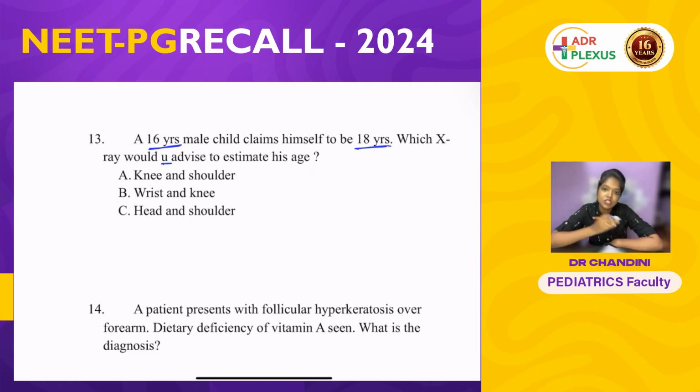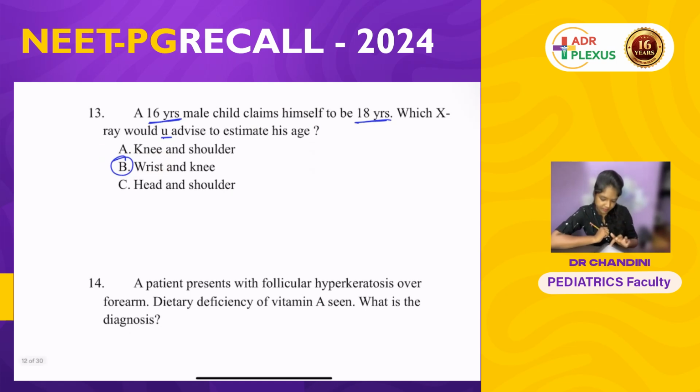So we already discussed this during discussion of bone age aspect. Here we have options with knee, shoulder, wrist, knee, head, shoulder. The option which has wrist is option B. So we will go with option B. So the answer is wrist and knee for this question.